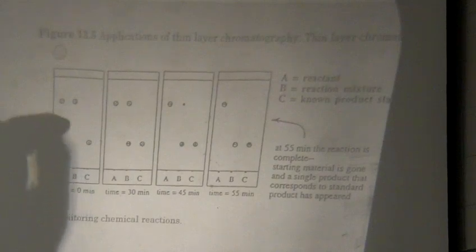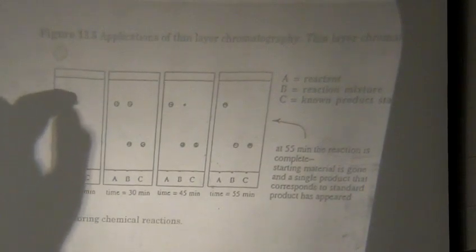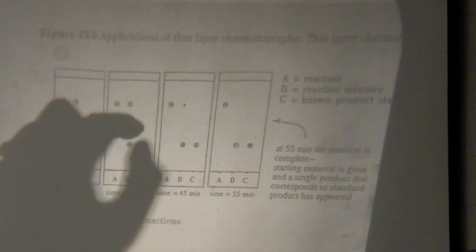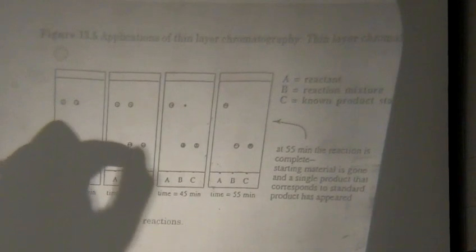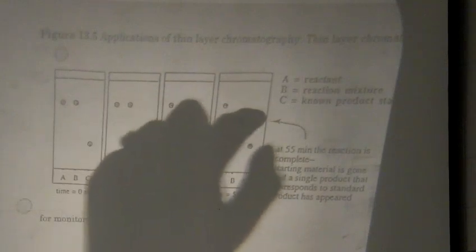Here at time 0, what's in that reaction mixture is all reactant, because it has traveled the same amount as the reactant standard, okay? In between, we've got some reactant and some product, and eventually as the reaction progresses, all our reactant goes away for that middle lane, and we only have product, okay?